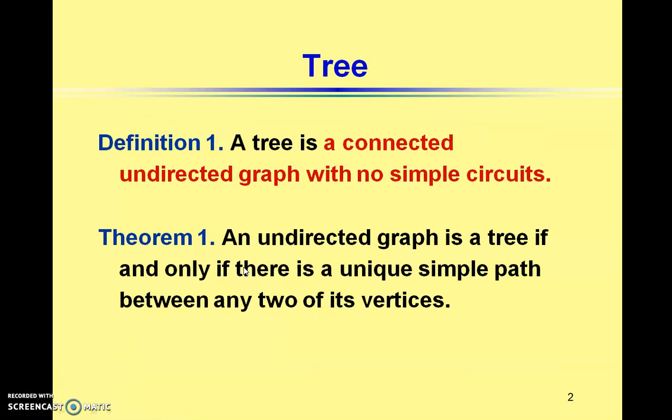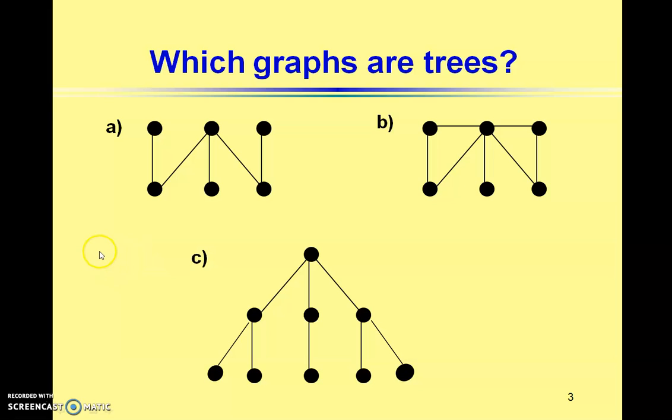First of all, tree. We've already talked about this. A tree is a connected, undirected graph with no simple circuits. An undirected graph is a tree if and only if there is a unique simple path between any two of its vertices. So which one of these are trees? A, B, and C? Well, A is, but B is not. There's a circuit. And C is okay. A and C are trees.